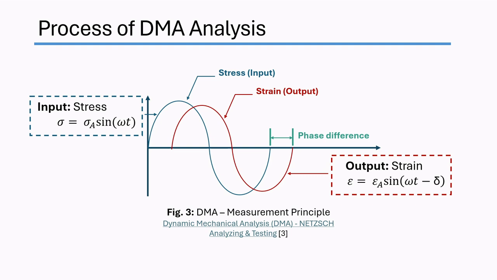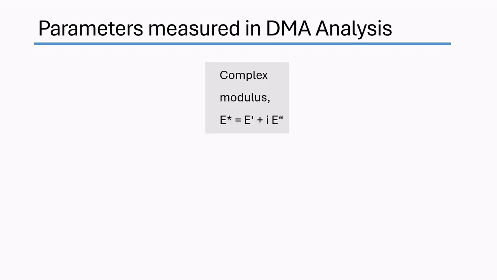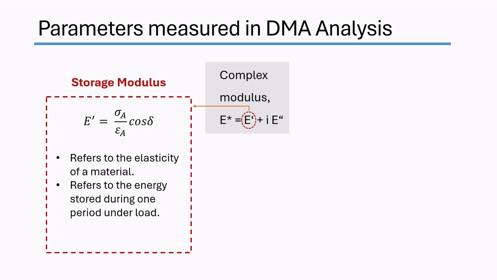So in a viscoelastic system, we have a viscous response, viscoelastic response, and an elastic response. And so we need one term that can pack both of these responses together in a single equation, and this is what we get from the complex modulus. Breaking down the complex modulus into its individual components, we have two parameters. One is the storage modulus, which refers to the elasticity of a material, and it tells the energy stored during one period under a load.